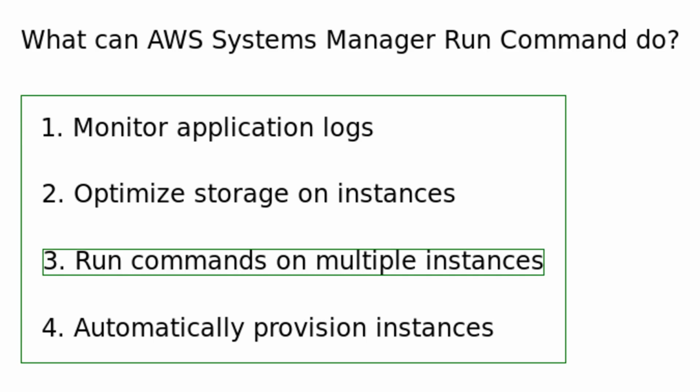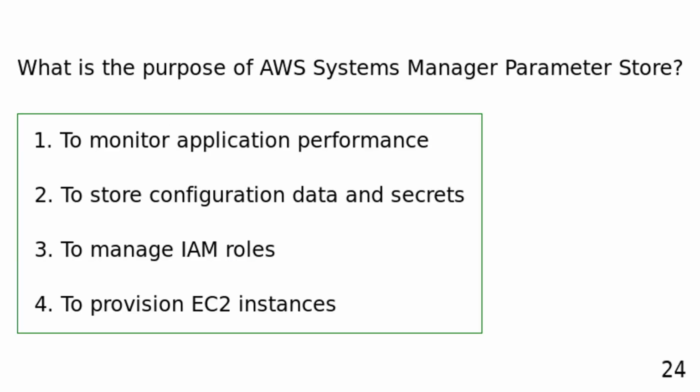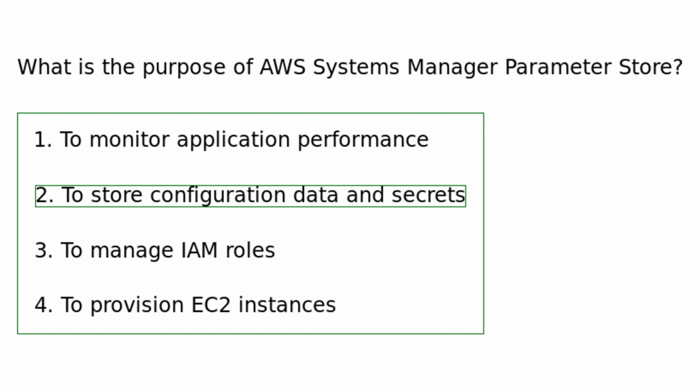What is the purpose of AWS Systems Manager Parameter Store? To monitor application performance. To store configuration data and secrets. To manage IAM roles. To provision EC2 instances. AWS Systems Manager Parameter Store is used to store configuration data and secrets securely, allowing for centralized management and access control.